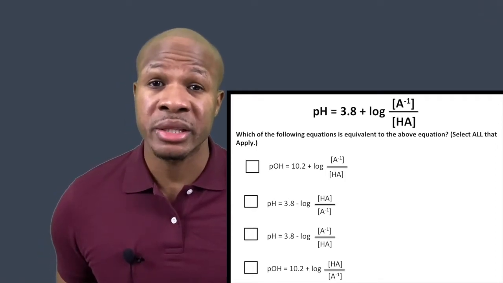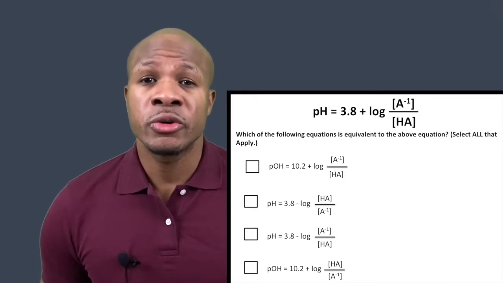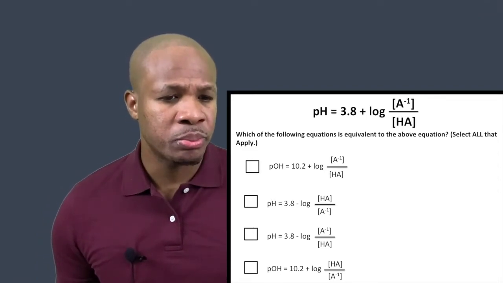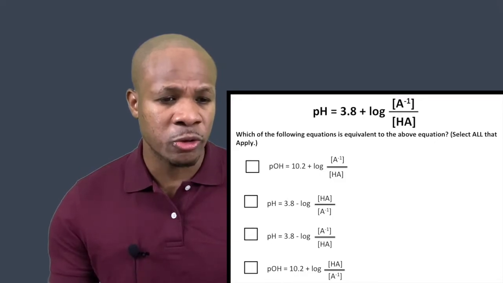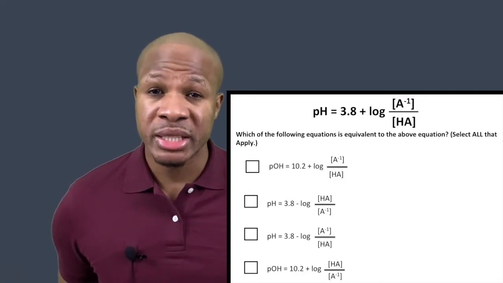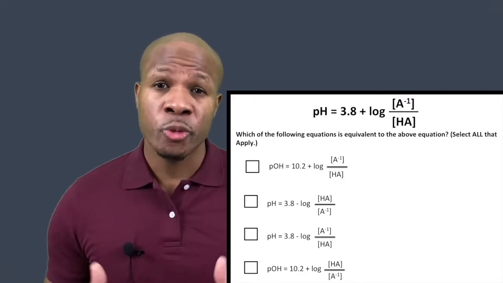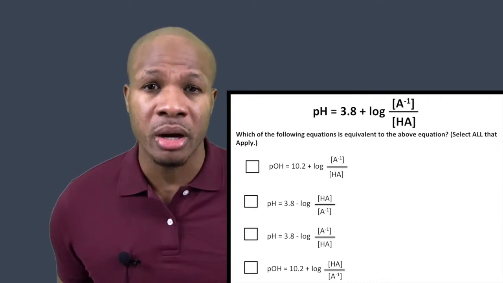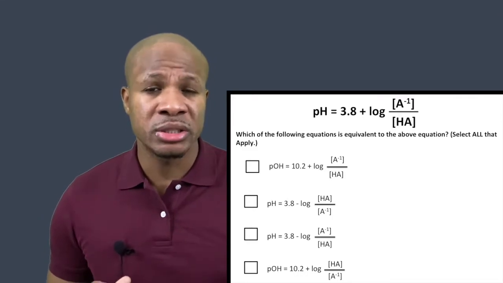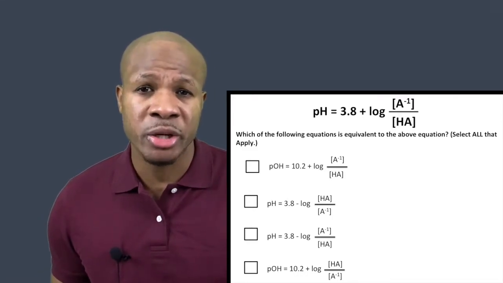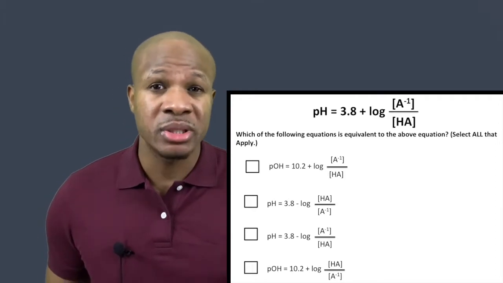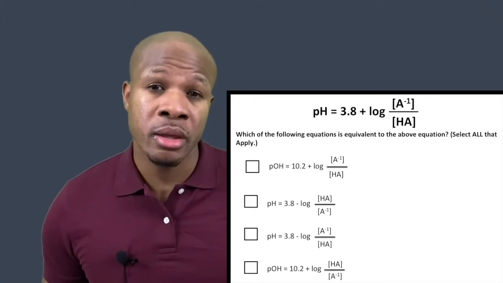Okay, so let's take a look at the first equation. The first equation says pOH equals 10.2 plus the log of conjugate base over acid. Okay, so what do you guys think about this one? For a lot of people, when you look at this equation, you might automatically say, well, this one has to be wrong, because pOH is seen in the Henderson-Hasselbalch equation for a weak base, not a weak acid. For a weak acid, it's pH, right? If that's your thinking, then that's wrong.